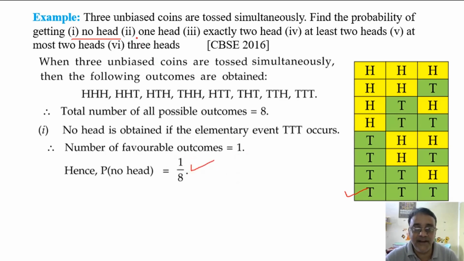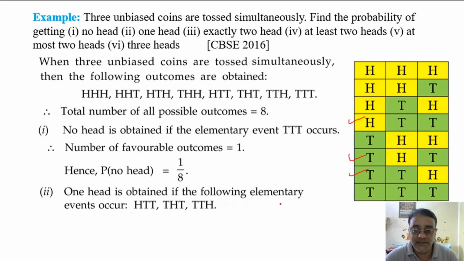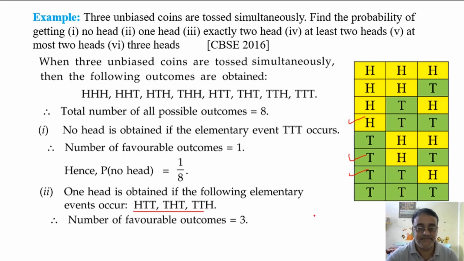Second, 1 head. How many times does 1 head occur? 3 times. See here, this one, and this one. So 1 head is obtained if the following elementary events occur: H, T, T, and T, H, T, and T, T, H. So the number of favorable outcomes is 3. What is the probability? 3 by 8. Right, 3 by 8.